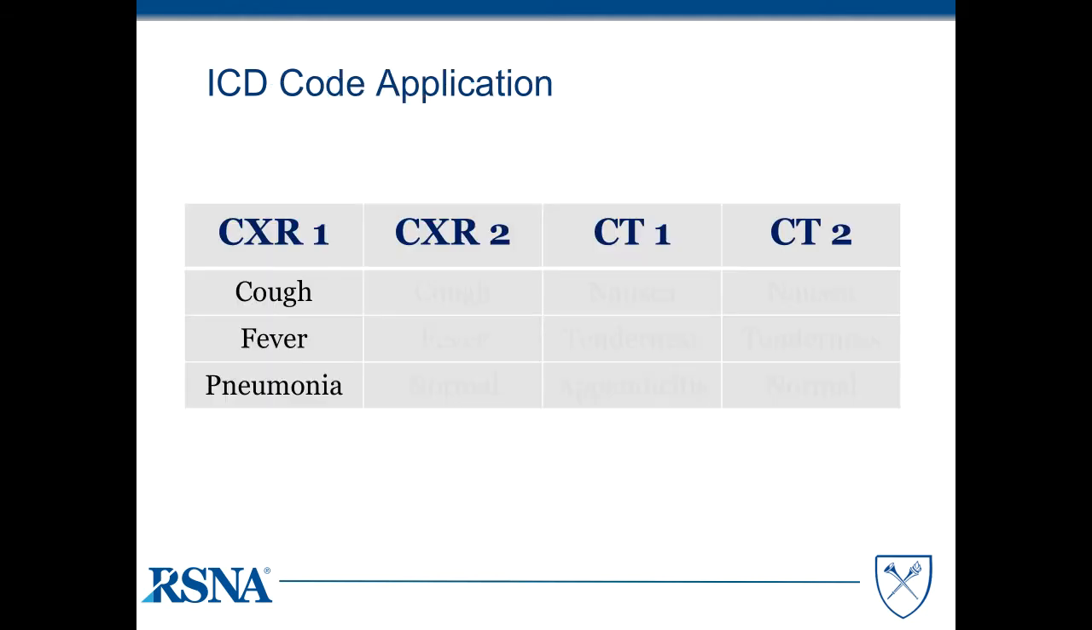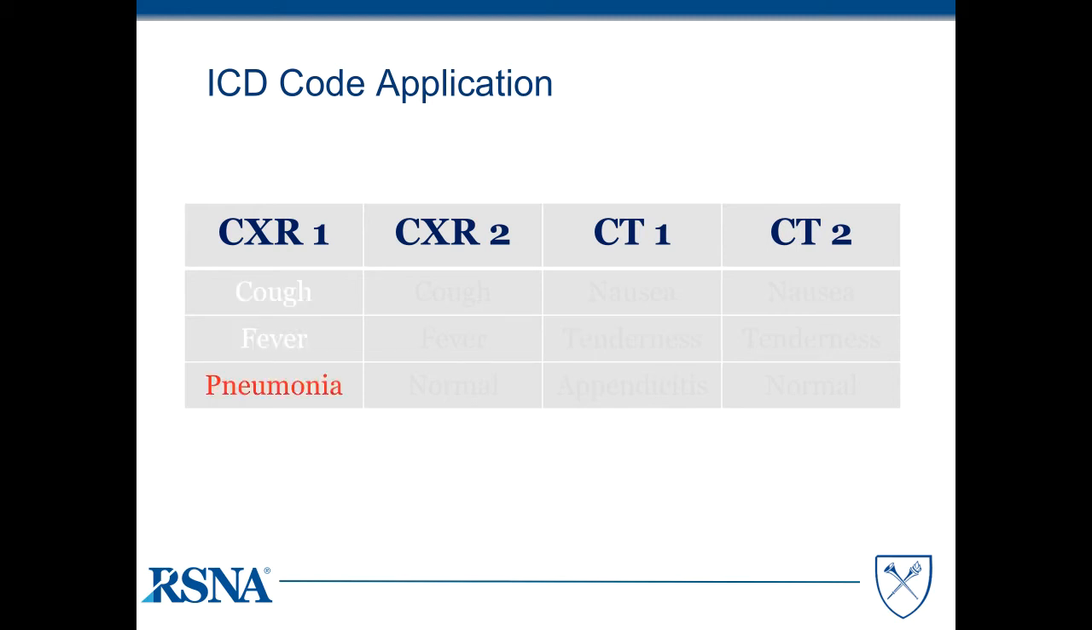Let me give you a few examples about how this works in real life, focusing on a couple of examples of chest radiography and abdominal and pelvic CT. So here's a not uncommon scenario. A patient with cough and fever is referred for a chest x-ray in your outpatient imaging center. You interpret the chest x-ray and report out lobar pneumonia. How is your coder going to code that?